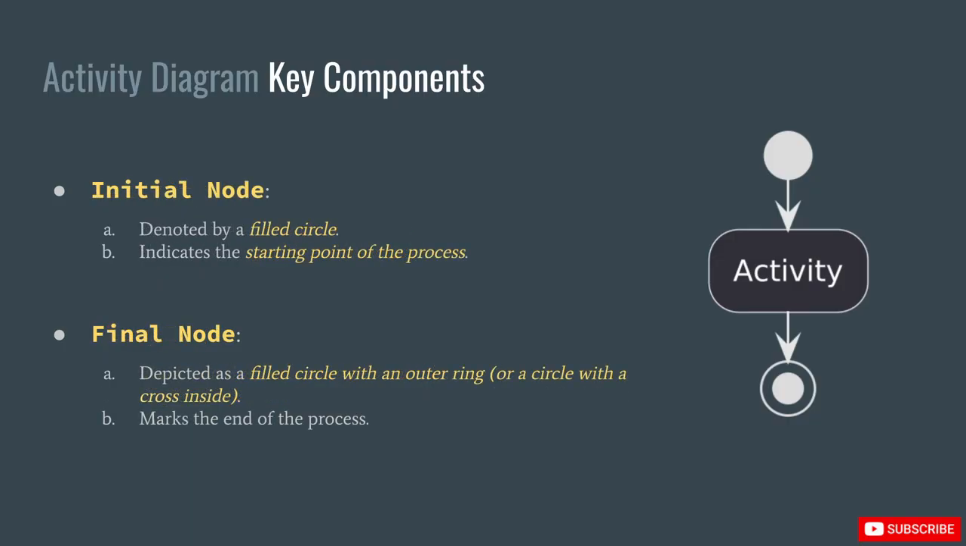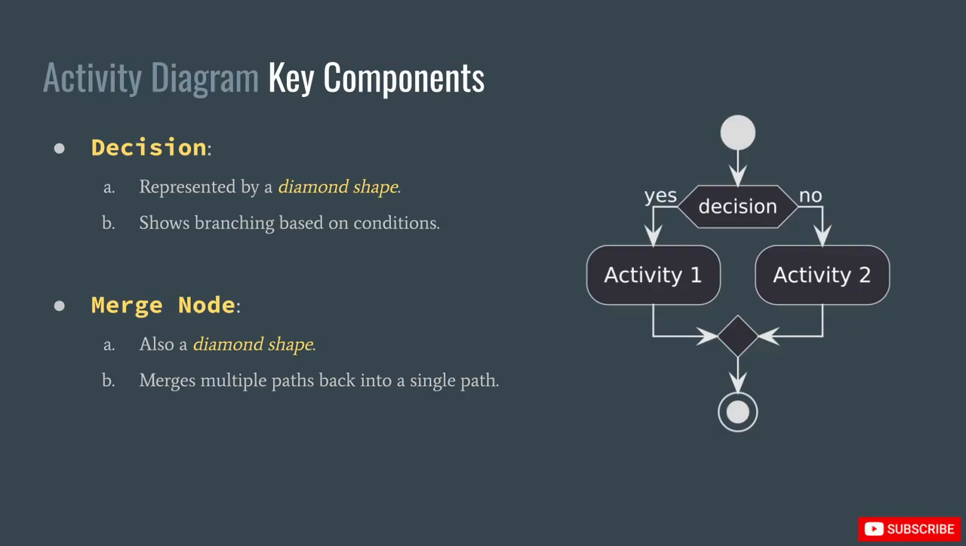The initial node, shown as a filled circle, marks the starting point of the process. The final node, depicted as a filled circle with an outer ring, or a circle with a cross inside, signifies the end of the process. A decision is represented by a diamond shape and shows branching based on conditions. A merge node, also a diamond shape, merges multiple paths back into a single path.